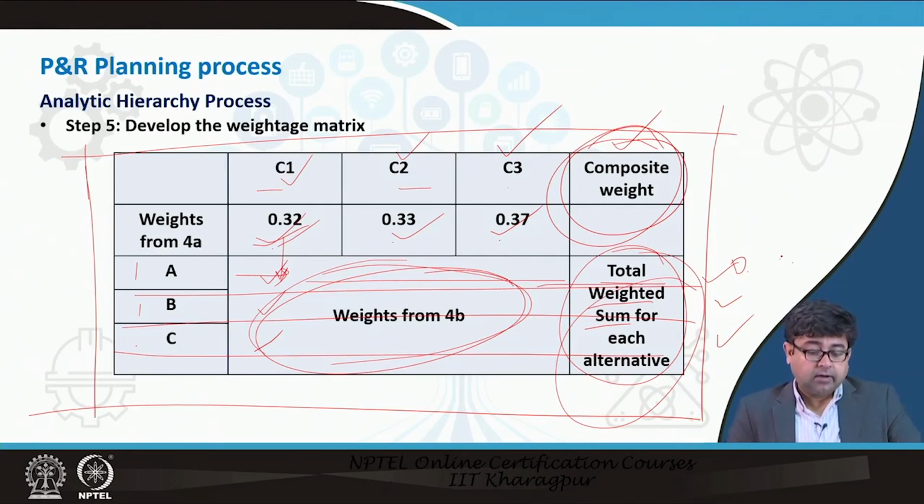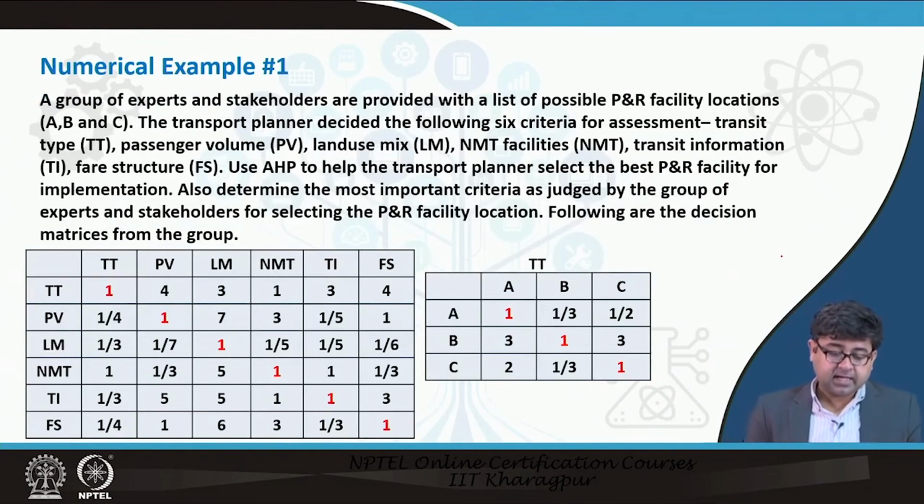site for our case. So, if we take an example of that and say that a group of experts and stakeholders are provided with a list of possible park and ride facility locations A, B and C. Again, we have 3 locations. The transport planner decided the following 6 criteria for assessment. So, instead of 3 criteria that we looked at here, now the transport planner has looked at 6 criteria. The first criteria is transit type, the second is passenger volume, third is land use mix, fourth is NMT facilities, fifth is transit information, and the last one is fare structure.